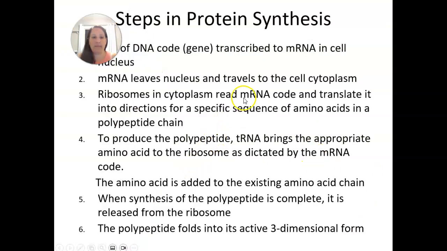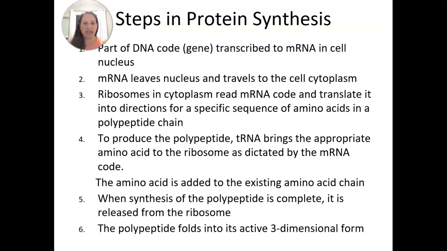This just kind of wraps up protein synthesis. So again, we had it on that slide. There was a lot going on there. So I just wanted to repeat it one more time for you. So again, steps in protein synthesis: part of your DNA code, specifically the segment called the gene. There's many, many genes, right? Whatever protein is going to be the product, it's going to be that gene that gets transcribed into mRNA, and that happens in the nucleus.